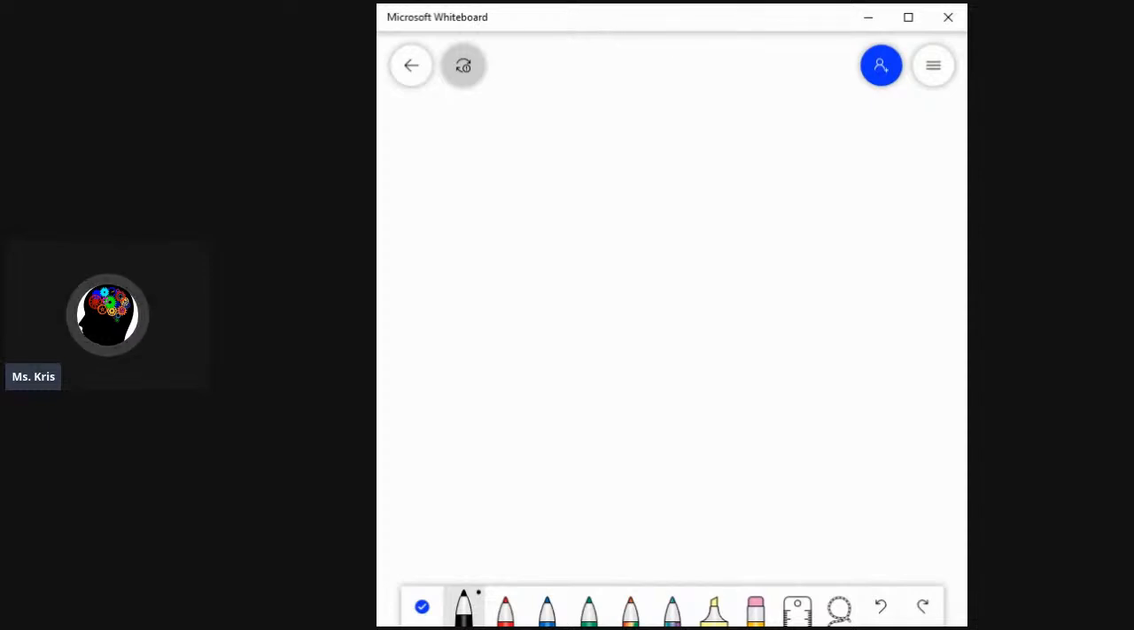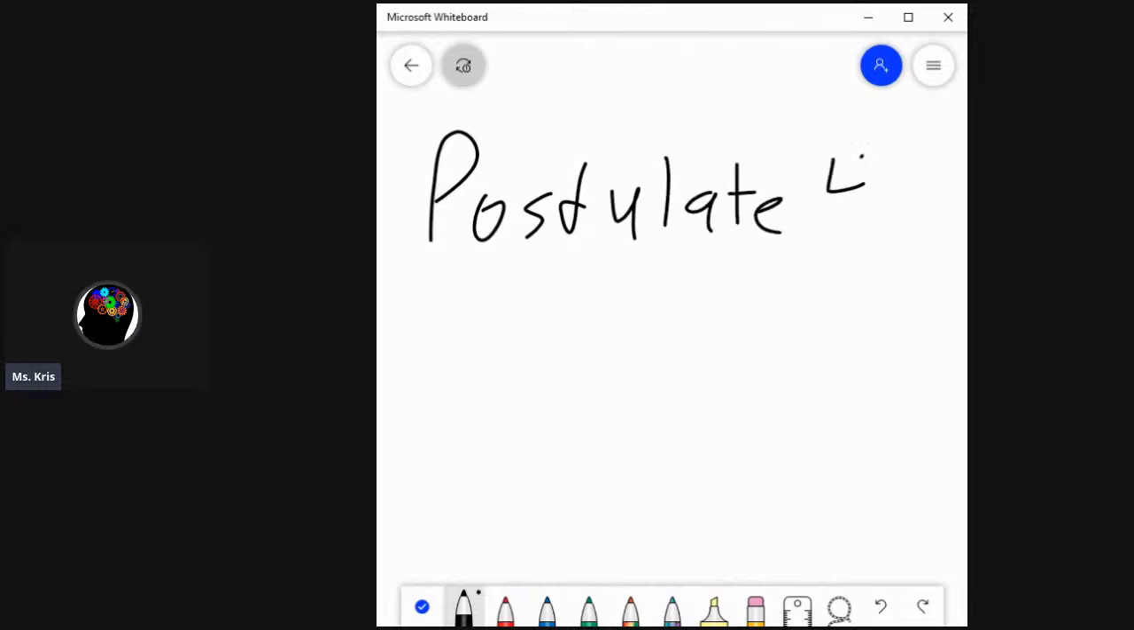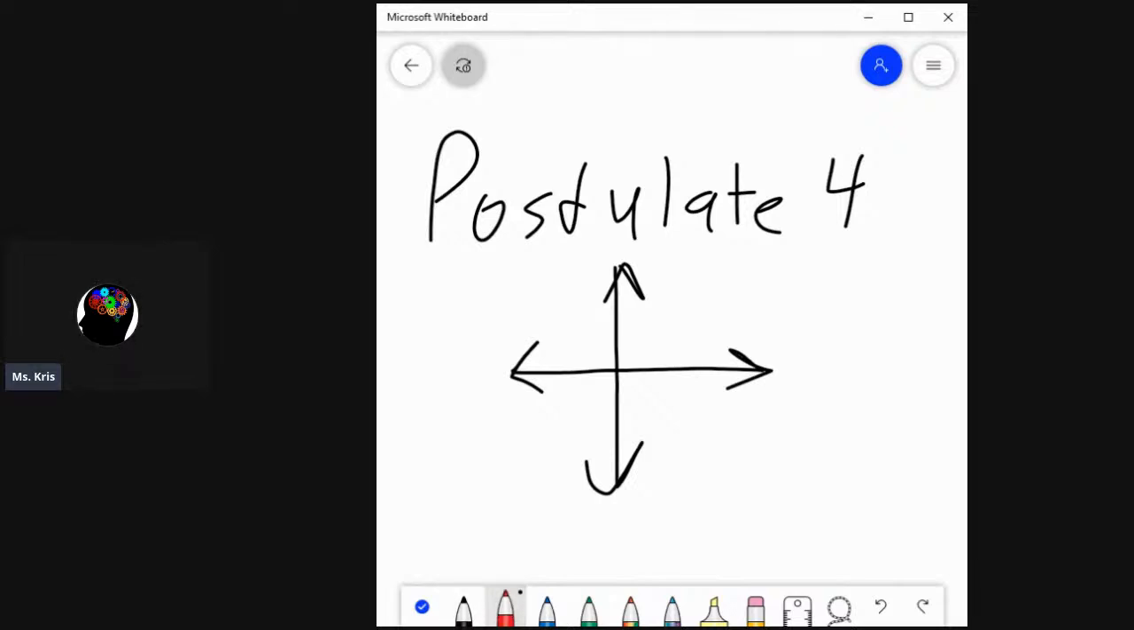All right, moving along, we have postulate 4. Postulate 4 is about intersection. It says if 2 lines intersect, they intersect at a point. That's it. Postulate 4 simply says that if 2 lines cross each other, they meet at exactly 1 point.